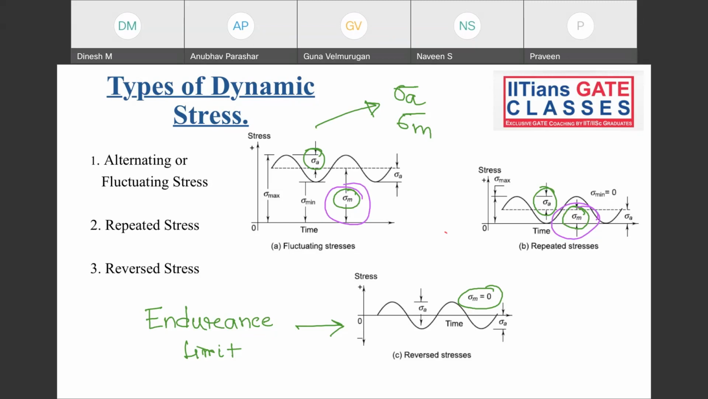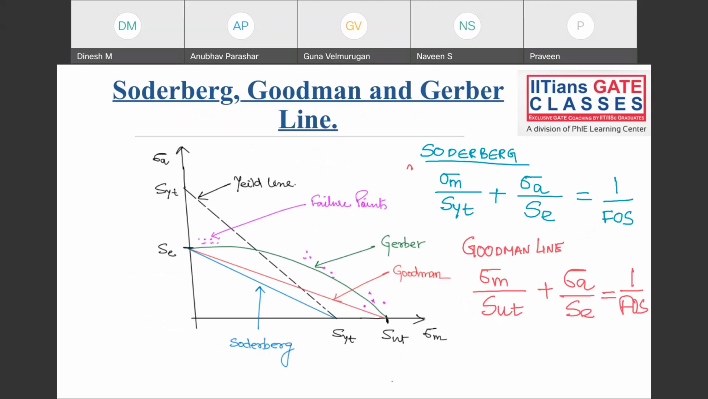We have seen in the previous class how to calculate the mean stress. So if you come back to that formula we have seen, if you make the mean stress equal to zero, the whole term will become zero. So what is left out? Sigma A by Se is equal to 1 upon F of S. Sigma A divided by endurance limit. That is, sigma A, the stress amplitude, divided by endurance limit is equal to 1 divided by factor of safety.